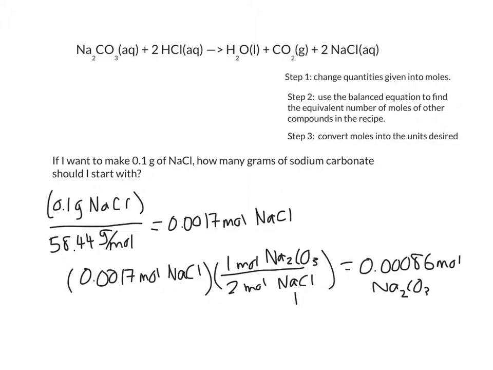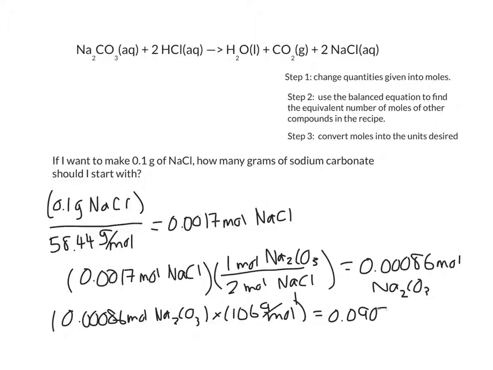Now, I don't want moles of sodium carbonate, I want grams of sodium carbonate, and so I'm going to need to convert that to grams. So 0.00086 moles of sodium carbonate times the molar mass of sodium carbonate, which happens to be 106 grams per mole, will give me the grams of sodium carbonate that I need. So multiplying by 106, I need 0.0907 grams of sodium carbonate to make the 0.1 gram of sodium chloride that I wanted to make.